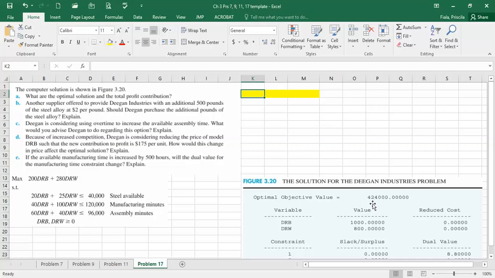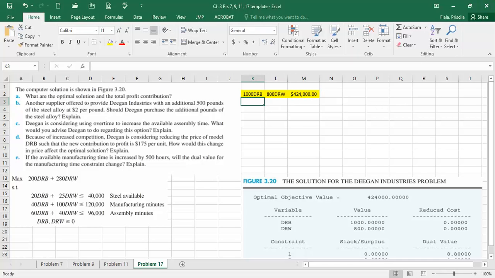So the values they define once they ran all the sensitivity analysis report is that they will need 1,000 DRB frames and they're going to need 800 DRW frames to get a profit of 424,000. Therefore, the answer is 1,000 DRB and 800 DRW, which is going to yield 424,000.